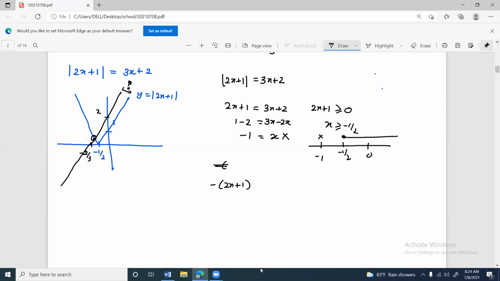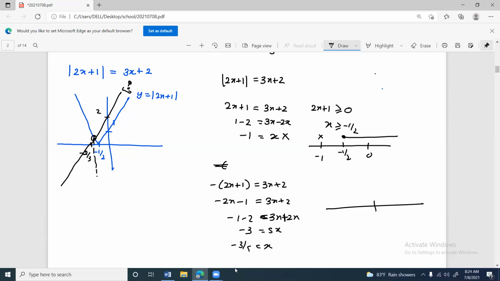2x + 1 = 3x + 2, that is -2x - 1 = 3x + 2. 3x + 2x = -1 - 2, so 5x = -3. Therefore, x = -3/5. So that is a solution over here. In this case, the opposite range applies, 2x + 1 is less than 0, that is, x is less than -1/2. -3/5 is somewhere over here, so it's fine.